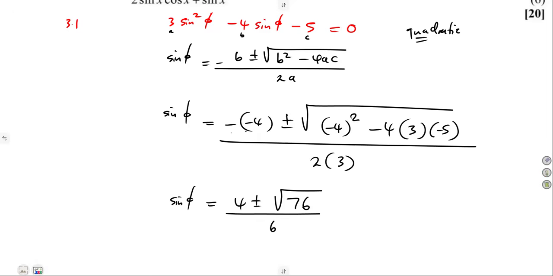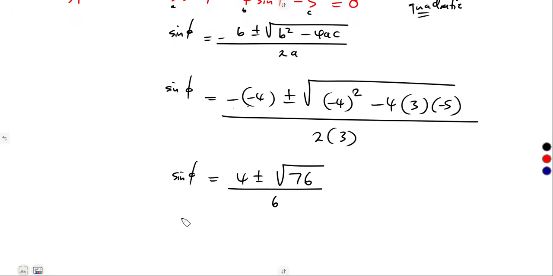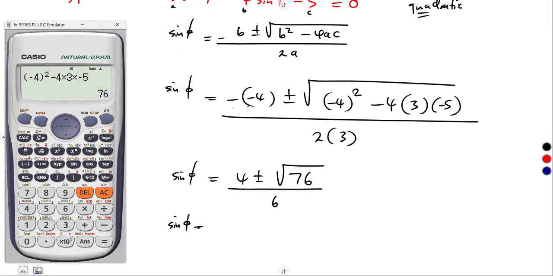So we can have the solutions from this quadratic equation, 2 solutions representing the sine of phi, like that. So we're going to have 2 solutions. From the positive one, it was going to be 4 plus the square root of 76 over 6.